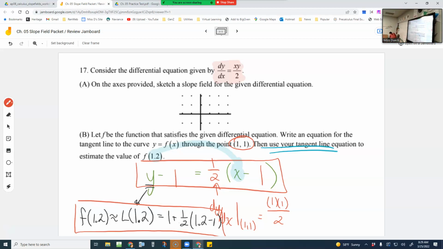Wait, let me see. Yeah. But what does it mean by find like the particular solution? Find the what? Particular solution. Oh, that's a different part. What part are you on now?